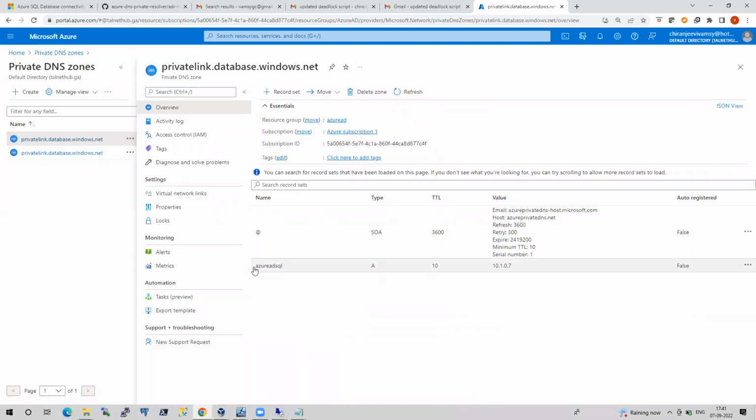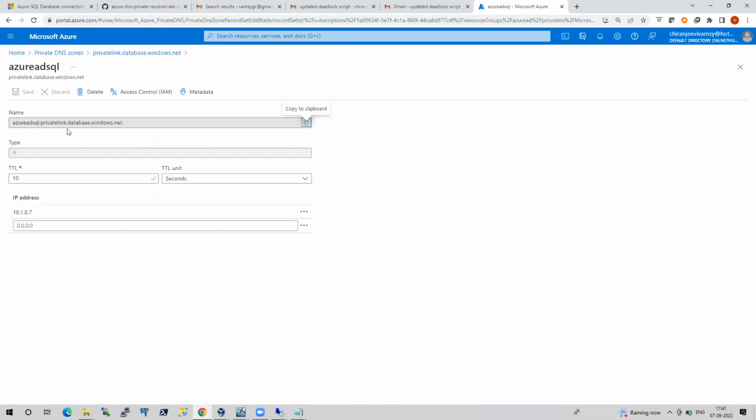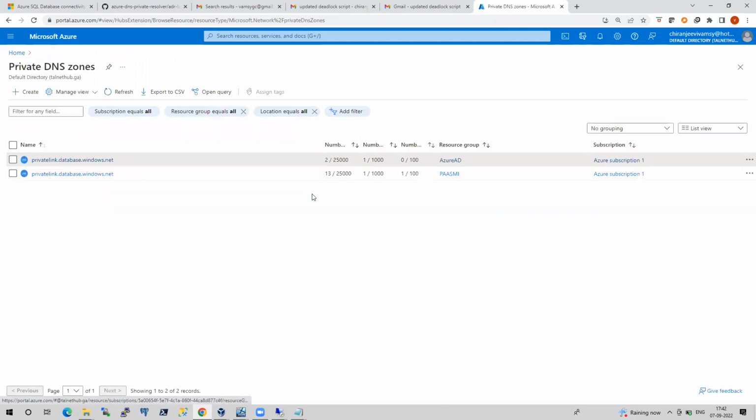Okay, it came. So if you see here, privatelink.database.windows.net. This is the name, guys. Just treat this like a server name, to understand better. Sorry, treat this as a DNS server. And this is my entry. If I go here, Azure AD SQL. What is the complete name? It is azureadsql.privatelink.database.windows.net, and this is the IP, 10.1.0.7. That is the private endpoint.